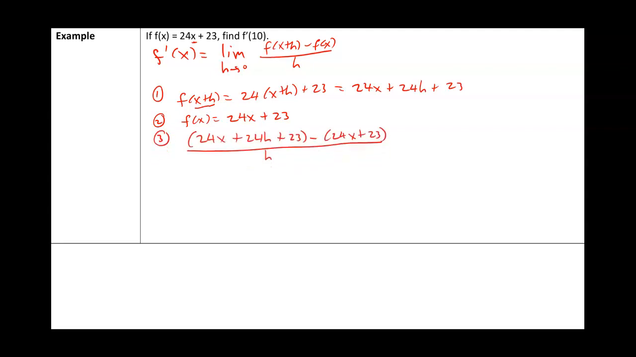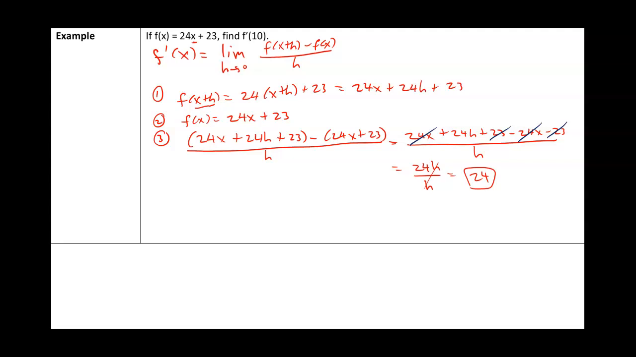So the difference quotient is given by f of x plus h, which is this quantity 24x plus 24h plus 23, minus f of x, which is 24x plus 23. When you subtract, make sure you put it in parentheses. That parentheses is extremely important. Otherwise, you might forget to distribute the negative. So make sure that's in parentheses, and then you distribute the negative. So I have 24x plus 24h plus 23 minus 24x minus 23. Now we can clean this up. I can cancel out the 24x's, the 23's, and I'm left with 24h over h, which is just 24.